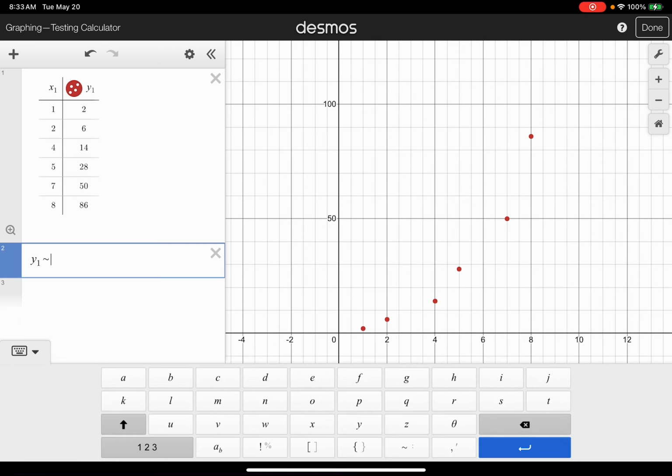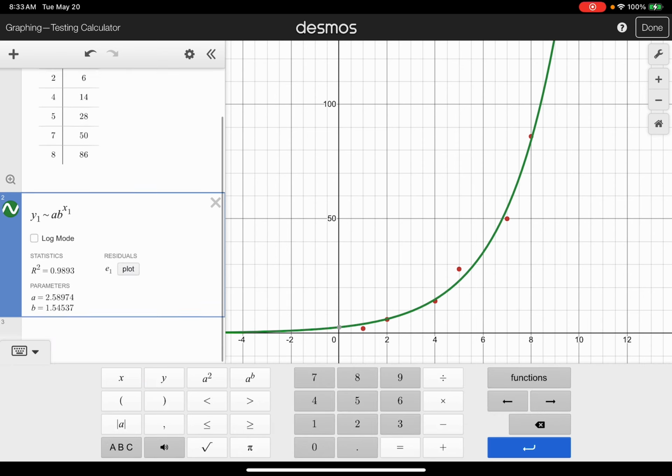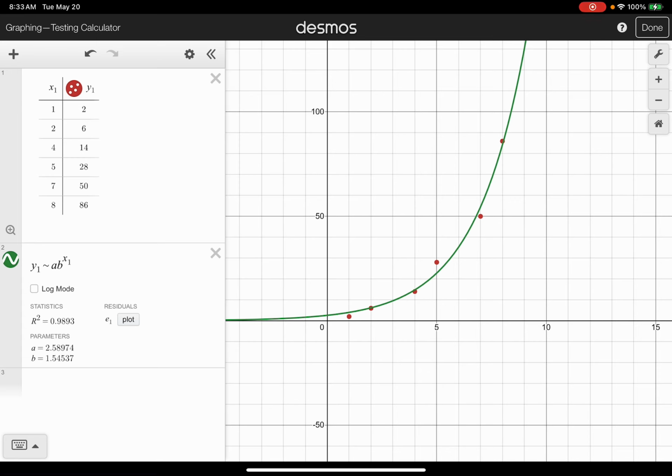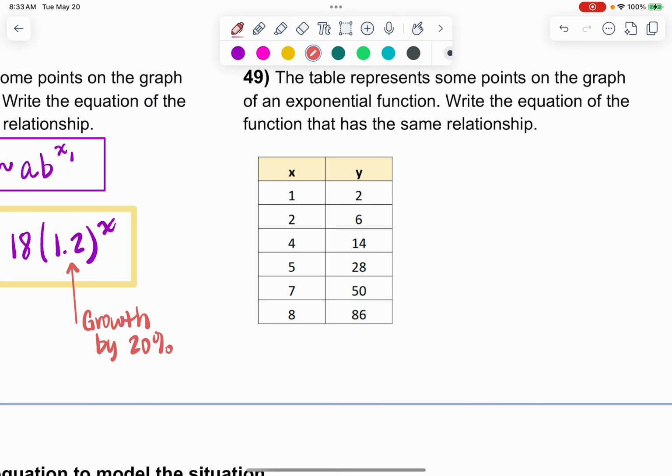So y1 approximately a b raised to the x sub 1. And yeah, definitely not as friendly of numbers as we got on the last one, which you can tell by the picture, right, that it is a scatter plot, right? So we are trying to find the function that best fits. So I'm just going to round my a value to 2.6. And my b, I'm just going to say 1.55, let's say. If you want to write more decimals, you are more than welcome to. The more decimals you write, the more accurate your answer is going to be.